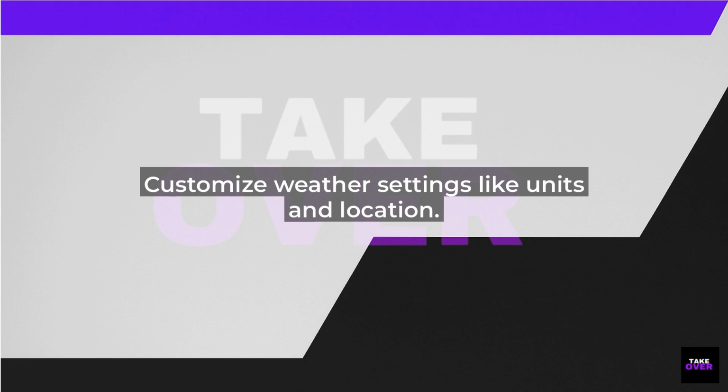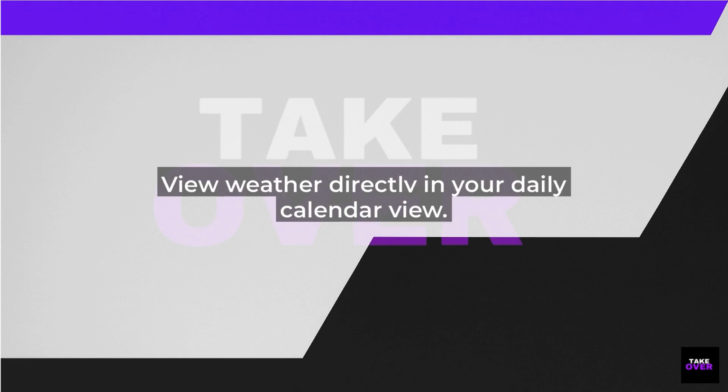Now, when you switch to your daily view in Google Calendar, you'll see the weather forecast displayed prominently alongside your events. For example, if you have a hike planned, you'll spot rain icons at a glance and can reschedule accordingly. Remember, if you encounter any issues, make sure your app is updated or check Google's Help Center for region-specific tweaks. That's all there is to it. Adding weather to Google Calendar is a game changer for 2025 productivity.